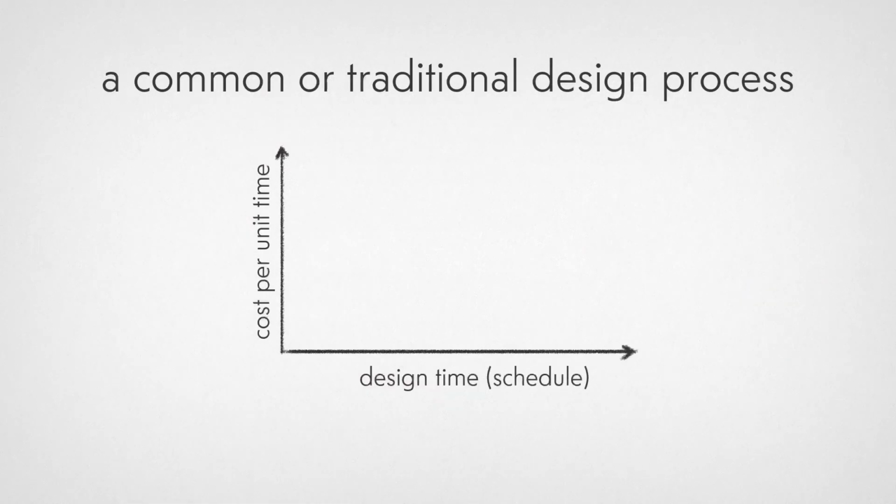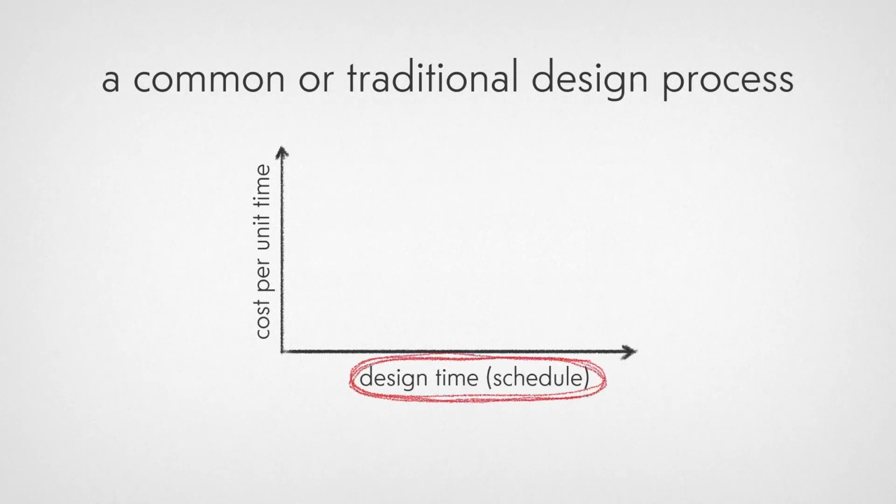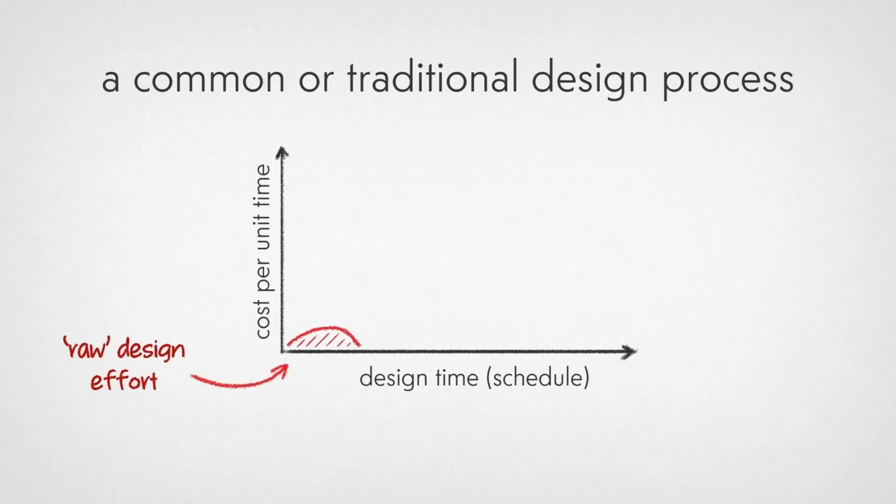This chart shows the time and effort involved in creating something using a common or traditional design process, or build, test, fix. The horizontal axis represents design time, which includes all the steps needed to come up with a final manufacturing prototype. The vertical axis represents cost per unit time, which is a measure of how much we spend over time. The first cost associated with a traditional design process is the initial raw design effort that gives us the plans or blueprints for a baseline prototype, which is something that can work now.